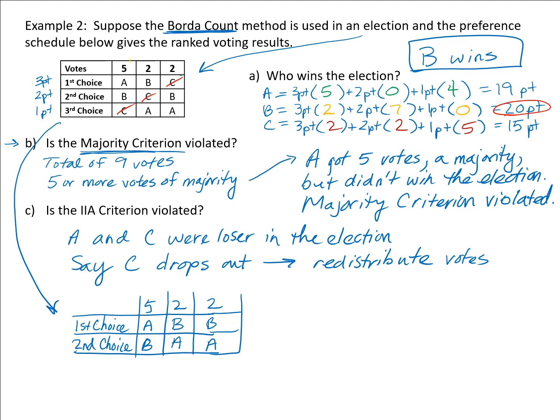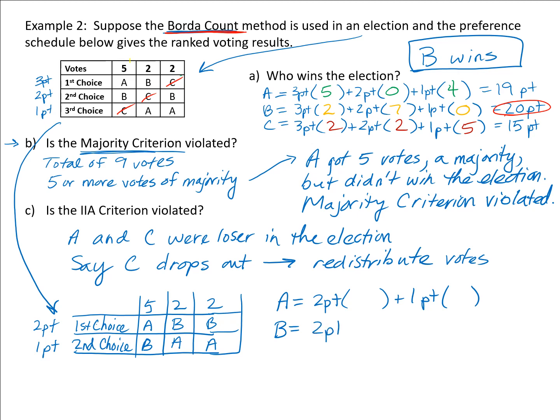What we have to do, though, is that even though C has dropped out, we still need to use the same election method. So we're still using Borda count here. But now because we only have 2 choices, the point values will be 2 points and then 1 point. So we have to rethink Borda count with only 2 candidates now. So we're now calculating the point values for A and for B. Each one of them is going to get a certain number of votes that are worth 2 points for first choice and then 1 point for second choice.